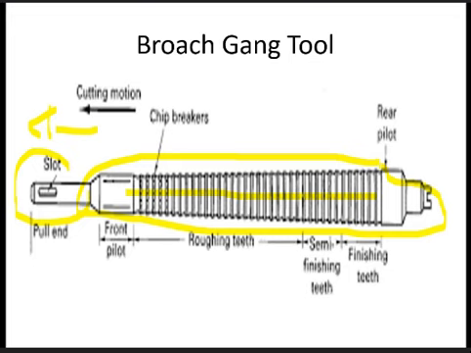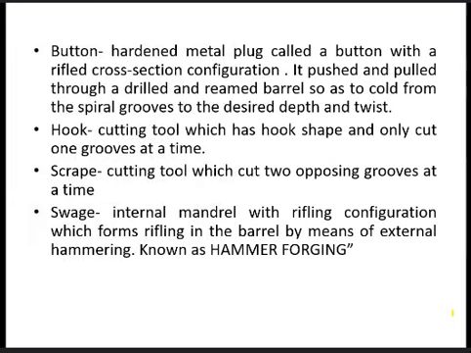Kato ganina, that was brooch single. Again, ang brooch single, it's a tool that is used to cut the depth of the groove of the firearms. Okay? Button. Hardened metal plug called button with a rifle cross-section configuration. It is pushed and pulled through a drilled and reamed barrel so as to cold form spiral grooves to the desired depth of twist. Okay? Of course, this button is another tool.